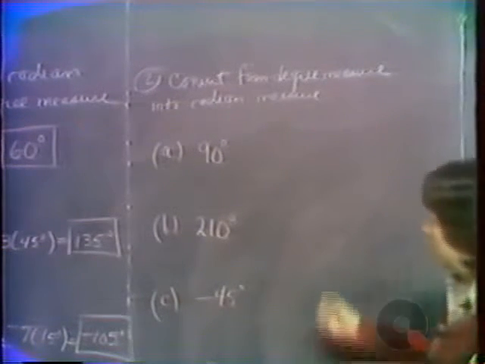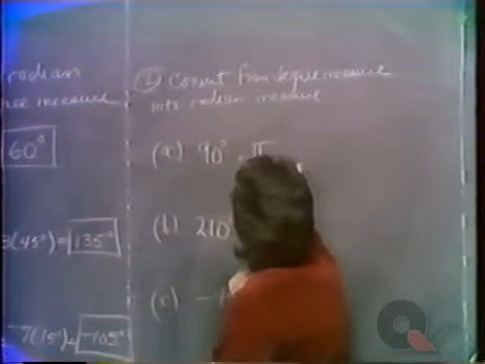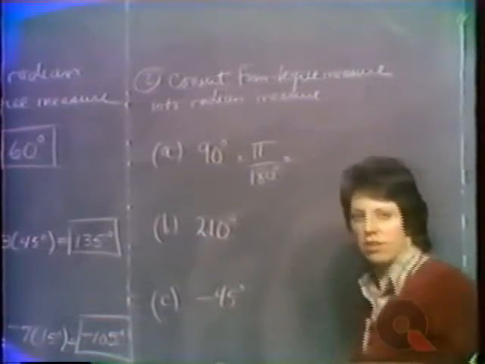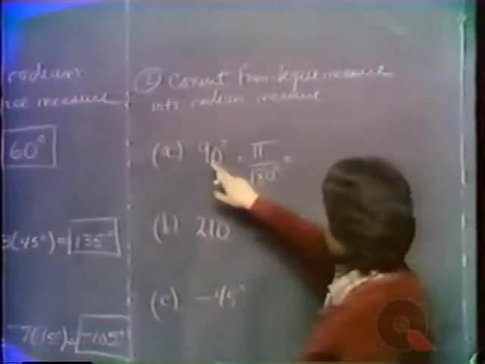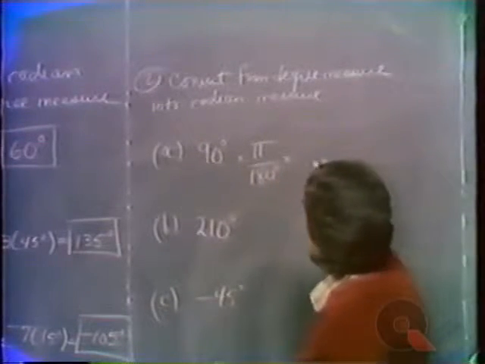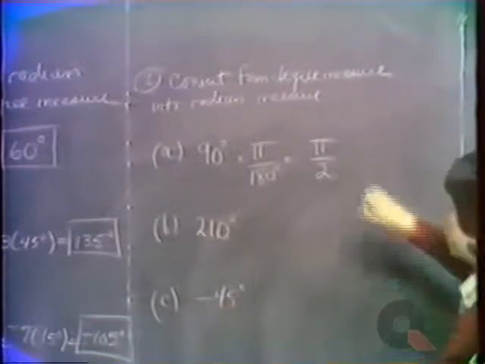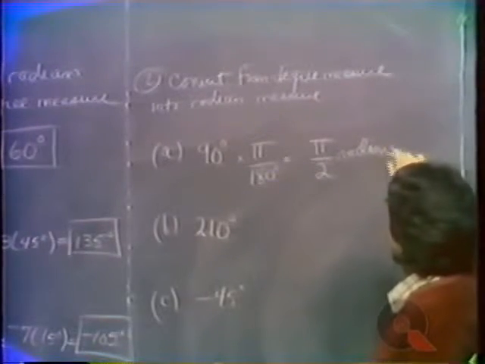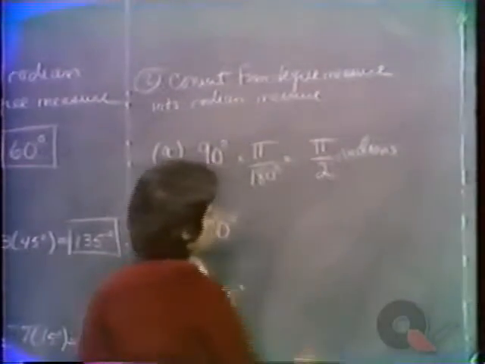And in each case, we're going to be multiplying by pi over 180 degrees. In this case, the degrees will cancel out, and we will get the radian measure of the angle. Okay, so 90 into 180 goes twice, giving us pi over 2 radians. You can just write pi over 2, or you could say pi over 2 radians. The pi over 2 is sufficient.